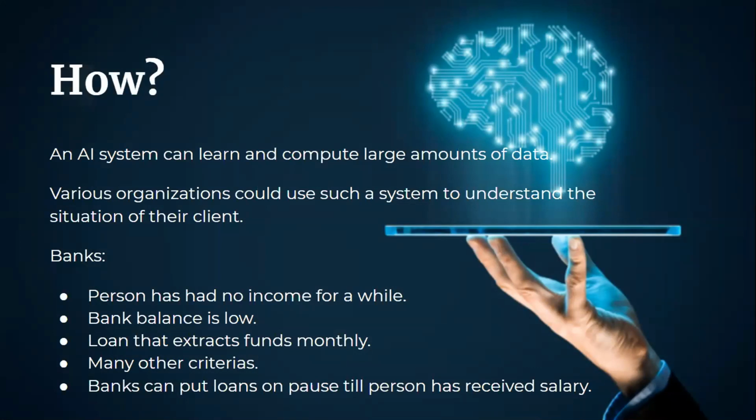like I'll explain ahead. So if a bank sees that a particular client has had no income for a while, particularly since the start of the pandemic, and has a dangerously low bank balance, but also has a loan that extracts funds from his or her account monthly, and many other such criteria, the bank could have such a system in place where the loan could be put on pause till the person receives a salary or has an income.